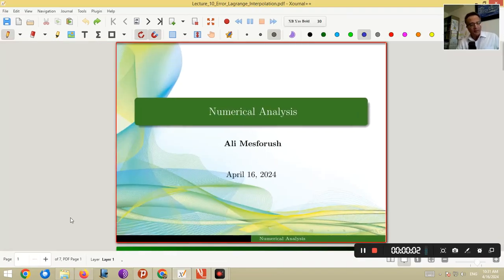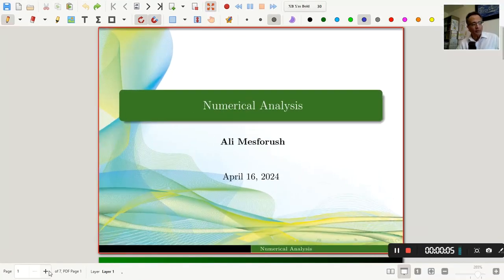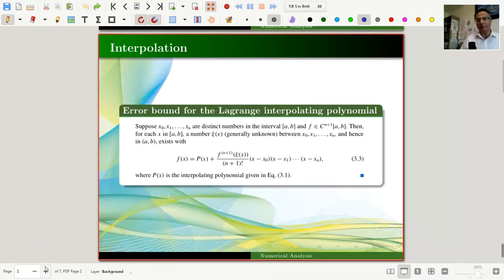Okay, let me continue with a theorem about the error bound for the Lagrange interpolating polynomial. We know that when we interpolate a function like f(x) with a polynomial of degree n, we call it P_n(x). There is an error between the value of, for example, f(x0) and P_n(x0). An error will appear here.